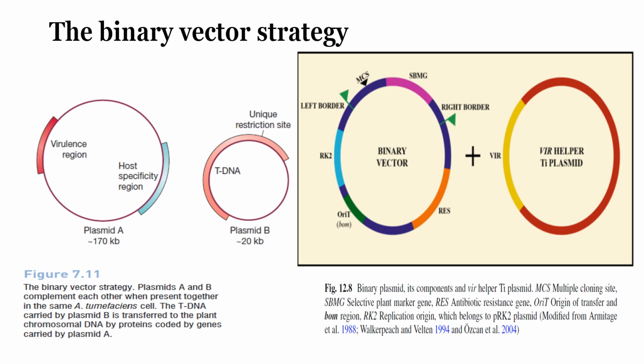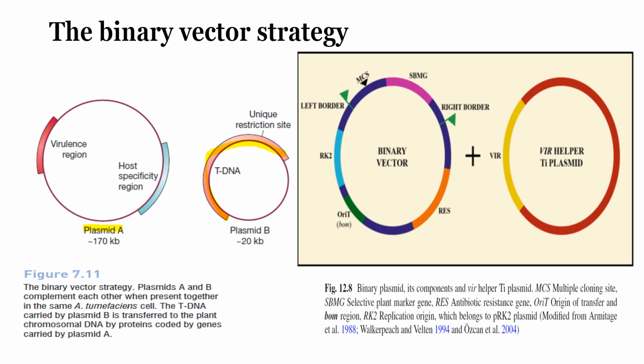Now this is the tDNA which we want to be transferred into the plant host, but the tDNA cannot move by itself unless it has the virulence region and the host specificity region. All the virulence region genes are present on plasmid A, so plasmid A will help the transfer of tDNA from plasmid B into the host chromosome.